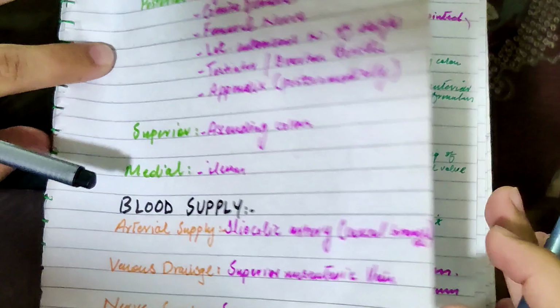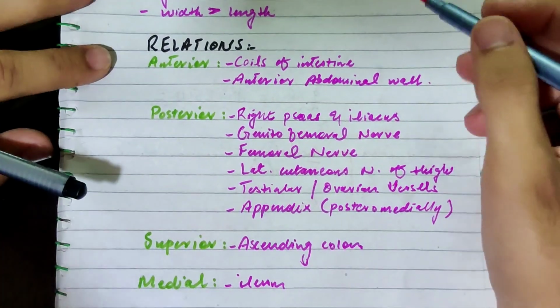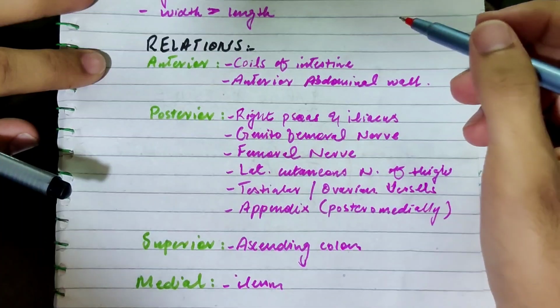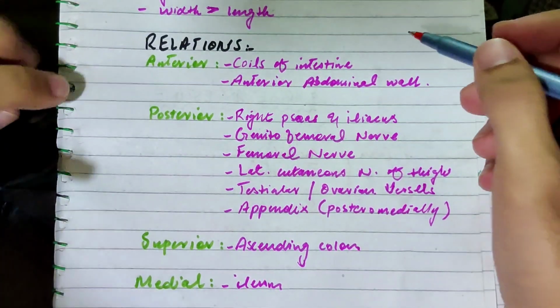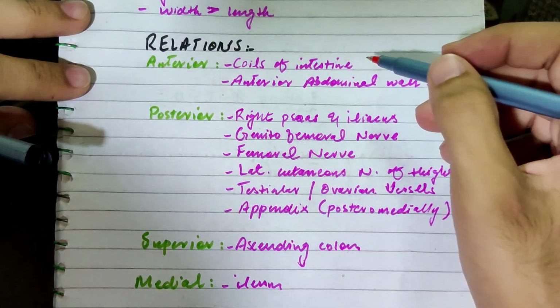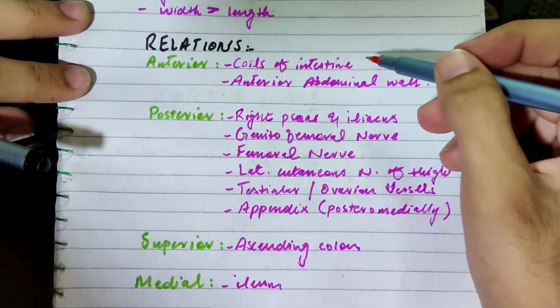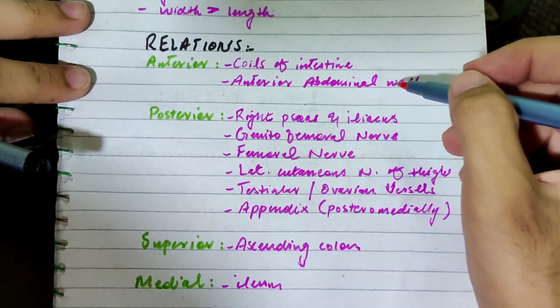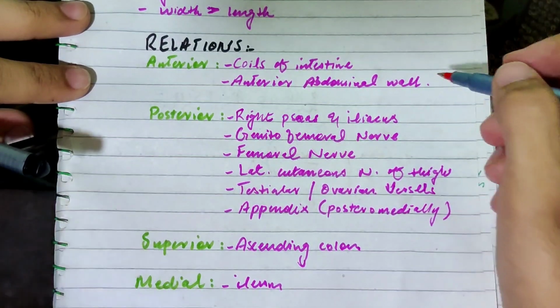Okay. Now the next point, what are the relations of our cecum? First of all, the anterior relation. What are the organs which are present on the anterior portion of our cecum? The coils of the small intestine are present on the anterior portion. They are mainly coils of the ileum. The second thing is the anterior abdominal wall, which is present on the anterior part of the cecum.